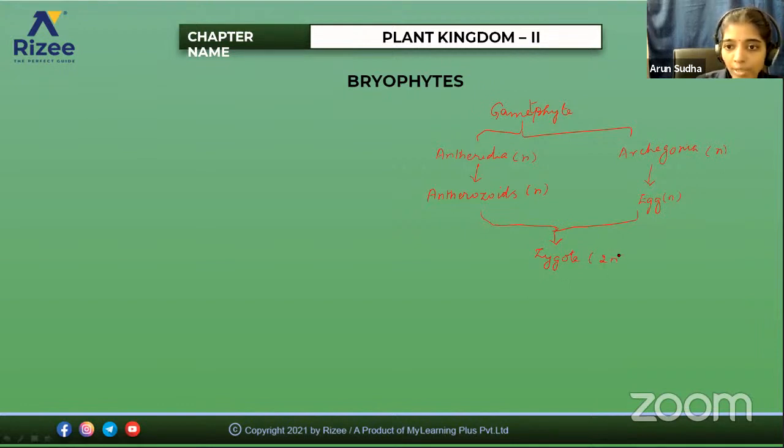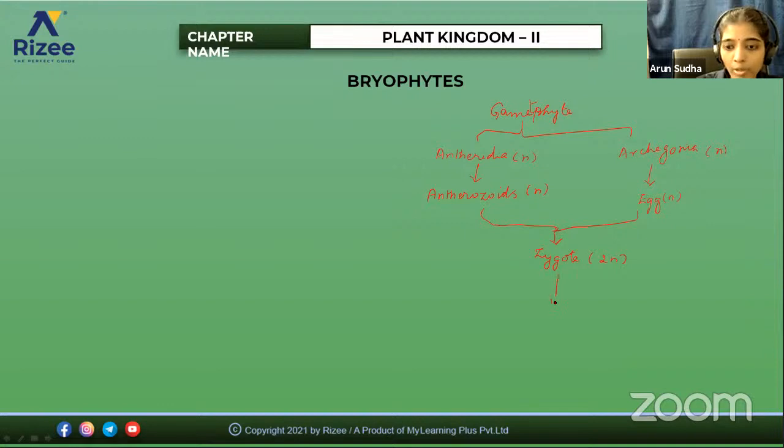This is the 2N stage. And this process requires water. So that's what we saw, that reproduction needs water. Only in the presence of water, the Antheridium dehisces and releases anthrozoids, and these anthrozoids are motile, and they reach the Archegonium and fuse with the egg to form the zygote, which is a diploid state.